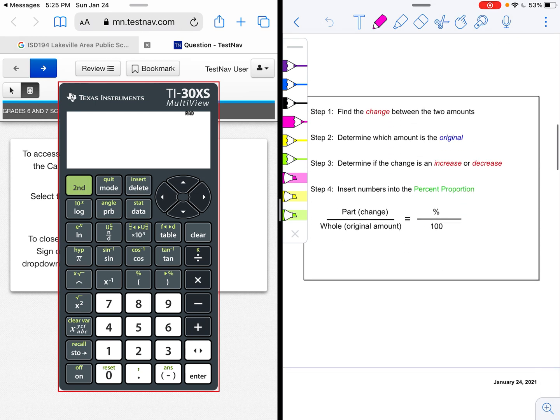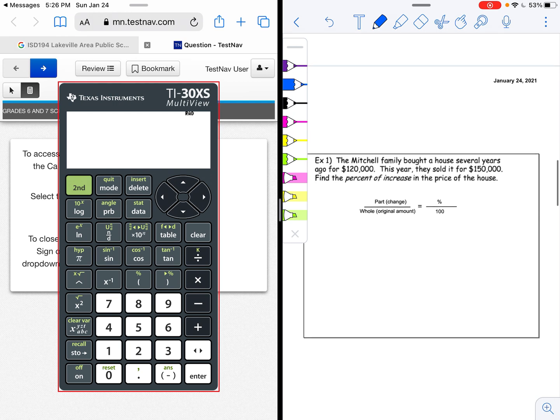So here we go. The first thing you're going to do is find the change. And when you think about finding the change in math, that really means the difference. So we're looking for the difference between two numbers. So remember, the difference is a subtraction problem. And then you also need to determine which is the original amount. And then once you do find that change, sometimes the questions will ask you, is it an increase or a decrease? So you'll just have to look, did the original amount go up or did it go down? And then insert the numbers into the percent proportion. So change or difference on the top, original amount or whole on the bottom.